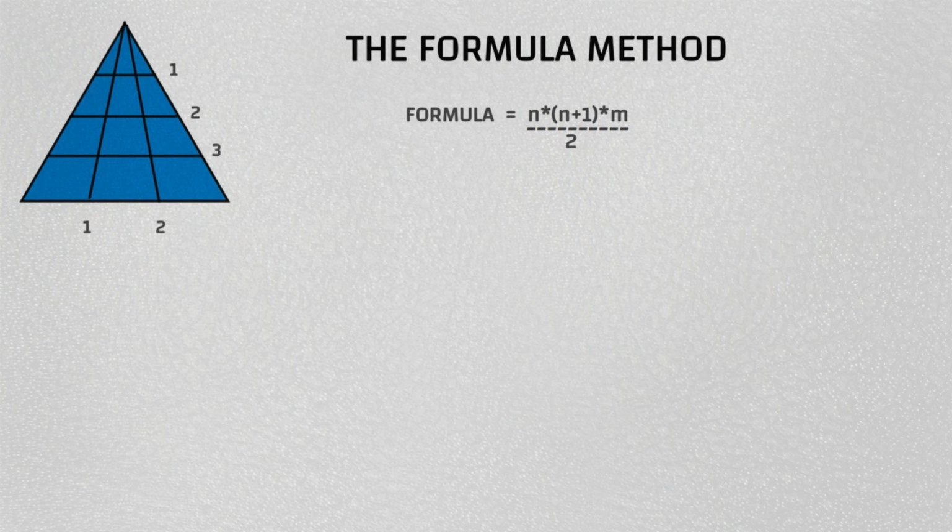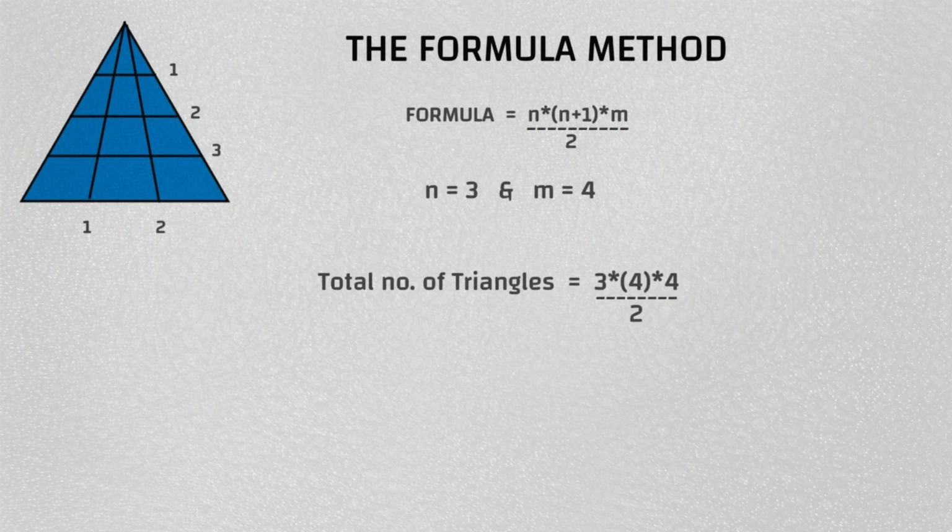So here the n value, which is equal to the total number of parts that the vertical lines divide our triangle into, is equal to 3, and m is equal to 4. So using the formula, n into (n plus 1) into m, whole divided by 2, gives us 3 into 4 whole divided by 2, which is equal to 24. And thus in this figure there are 24 triangles possible.